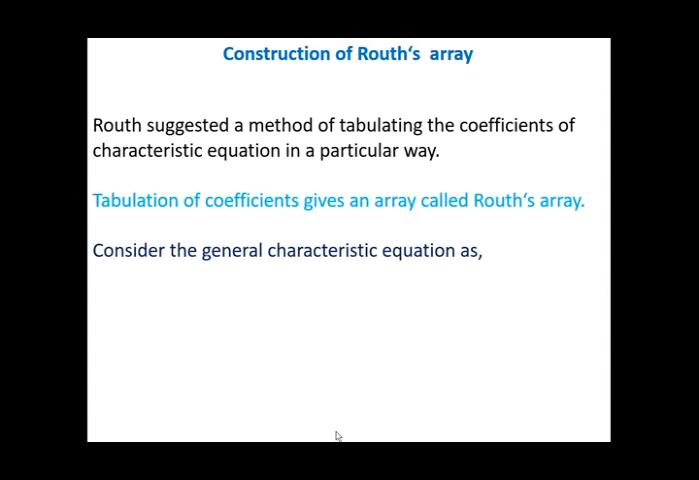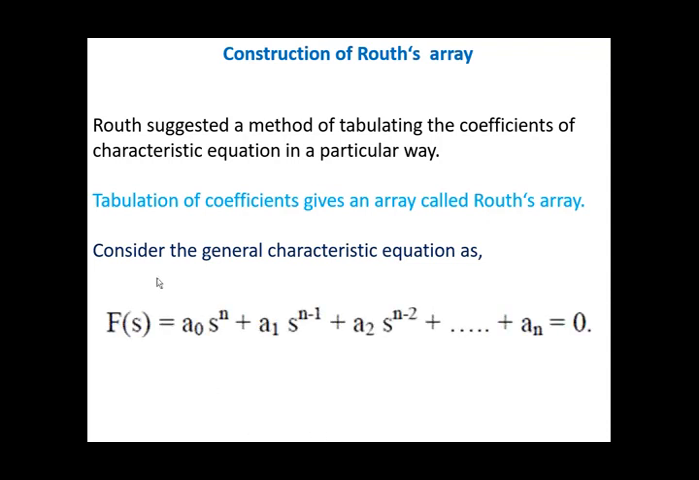So let us see how to tabulate the coefficient of characteristic equation. Let us consider a general characteristic equation, that is a0 s^n plus a1 s^(n-1) plus a2 s^(n-2), etc., till an, that is equal to 0. This is the general characteristic equation.